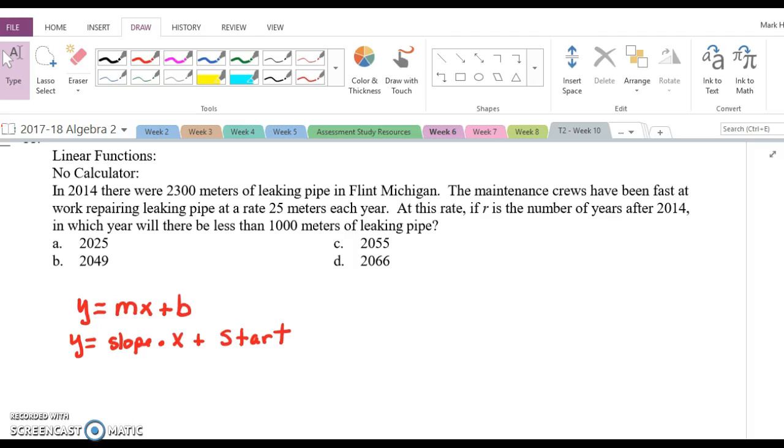So this is a modeling problem, and we know that we've got an equation for linear modeling, y equals mx plus b. And so there were 230 meters of pipe. So that's where we're starting. Sorry, 2,300 meters of pipe. Maintenance crews have been fast at work repairing leaking pipe at a rate of 25 meters per year. So that means we are actually decreasing the number 25 meters per year, so we know it's linear.